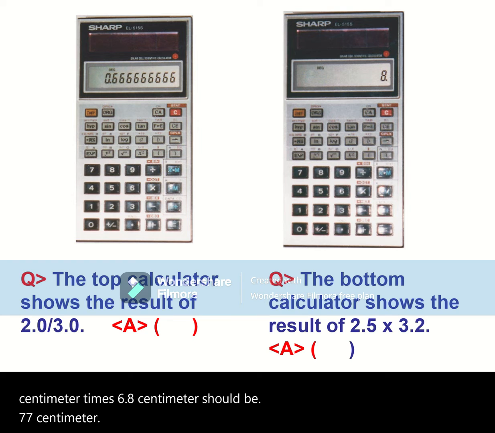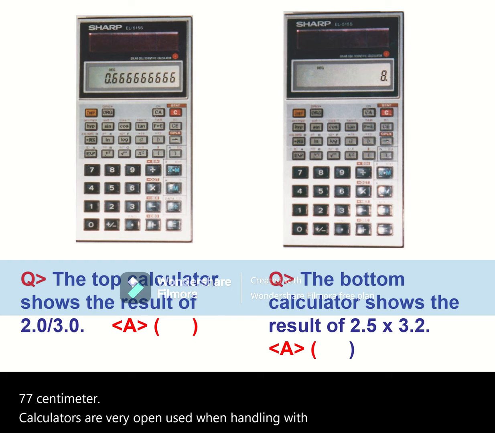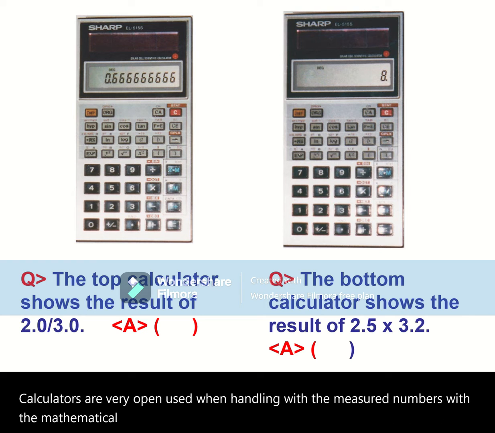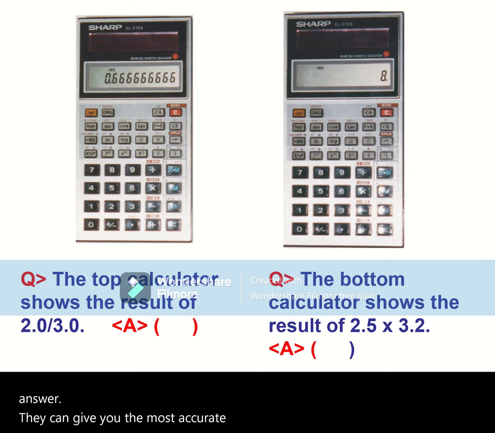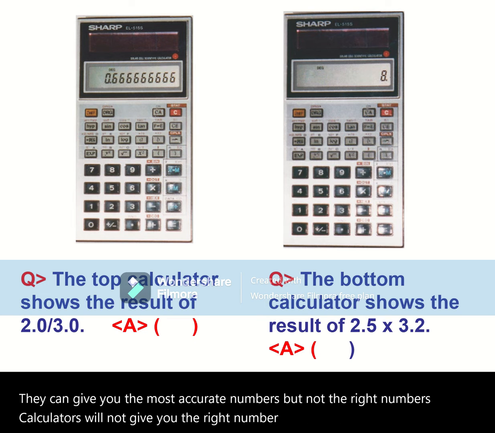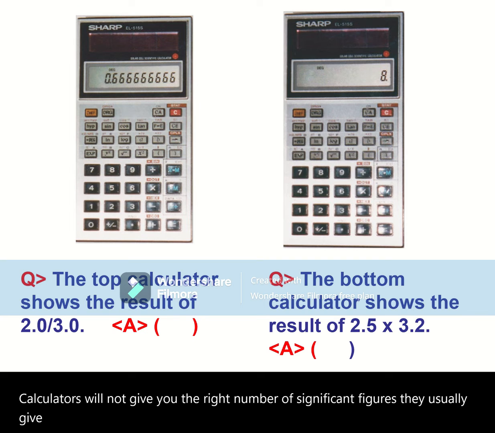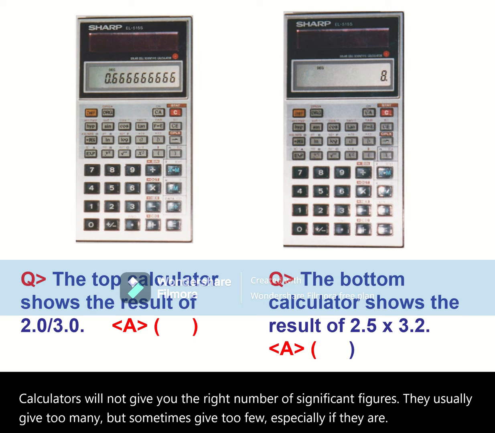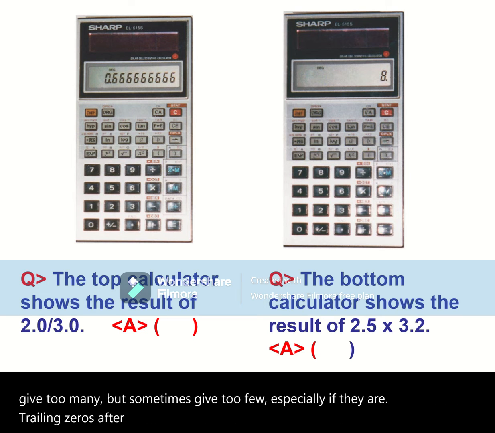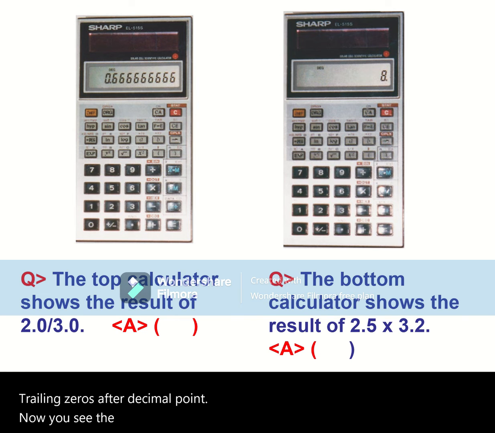Calculators are very often used when handling measured numbers with mathematical formulas. You should not assume calculators give you a correct answer. They can give you the most accurate numbers, but not the right numbers. Calculators will not give you the right number of significant figures. They usually give too many, but sometimes give too few, especially if there are trailing zeros after the decimal point. Now you see two calculators. These two calculators show the wrong numbers of significant figures.